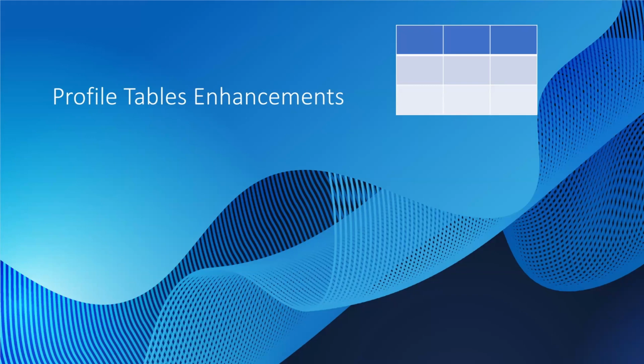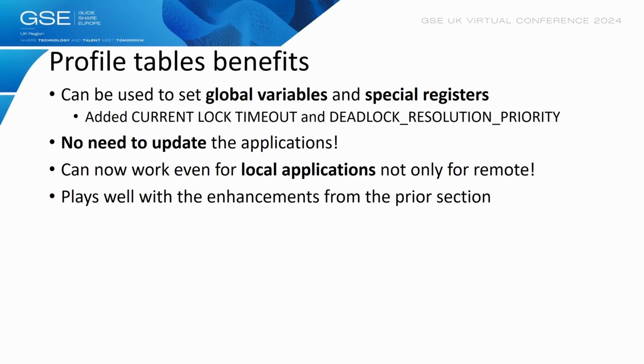So the next section is about profile tables enhancements. And actually, this is related to the prior section because now in DB2 13, they made some changes in the profile tables. And maybe you identify that your applications are experiencing timeouts and deadlocks. And maybe you want to use those features, but you don't want to change your applications. And this is the way which can help you. So profile tables are here to help you so that you can influence those things even without modifying your applications, which I think is cool.